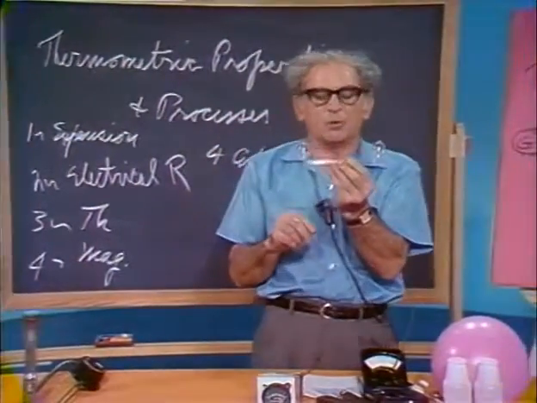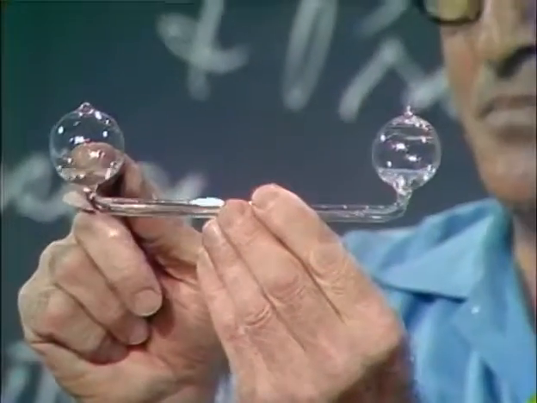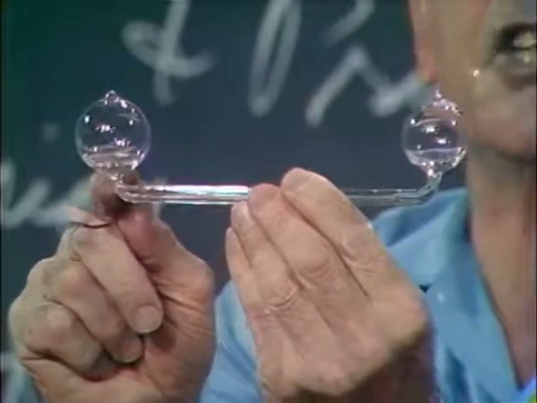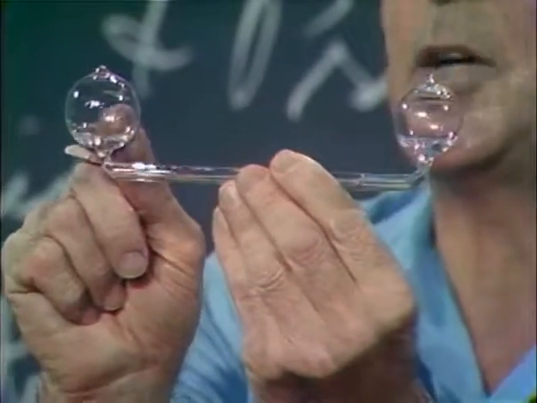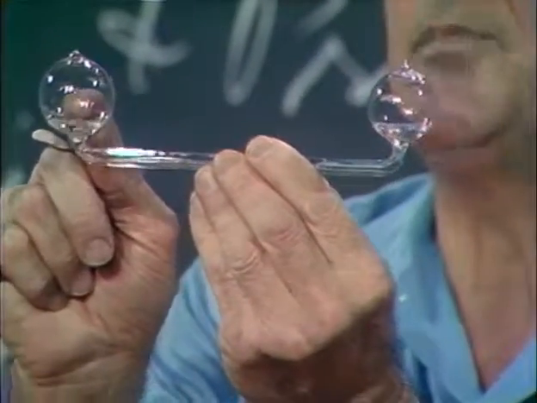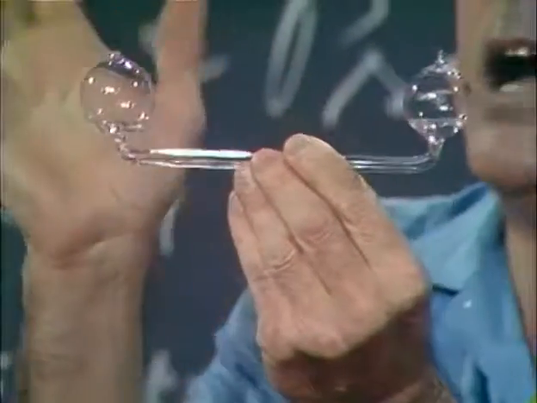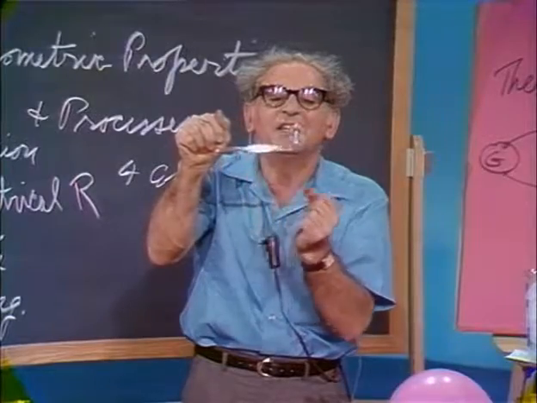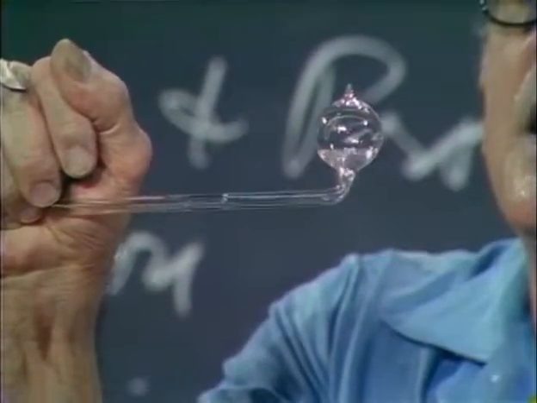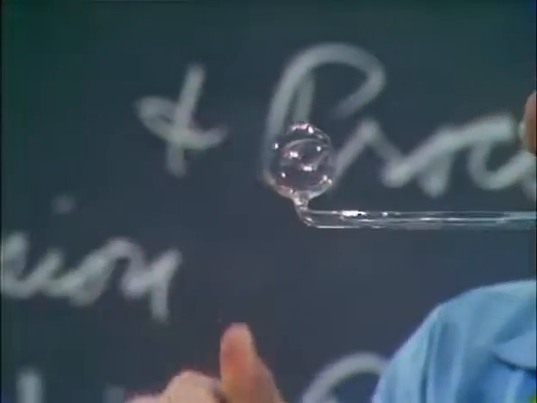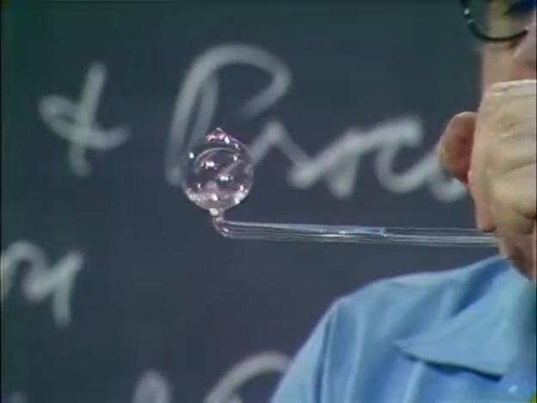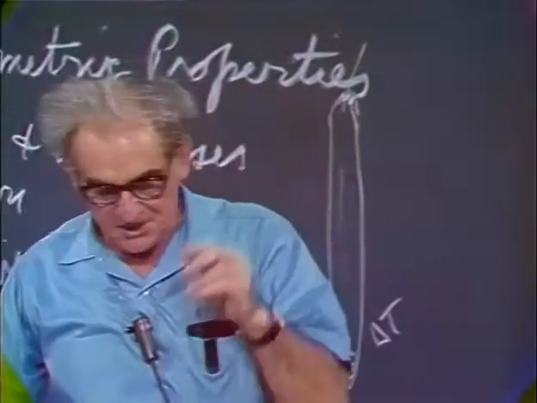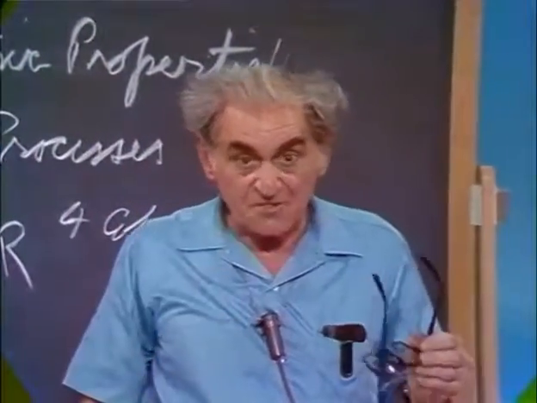Here is a little array of two bulbs with a very volatile liquid inside, like ether or acetone, and the vapor of the liquid is in one vessel above the liquid. Now I'm going to apply some heat from my hand. Watch it. Now, the action is not very fast. I had hoped it would be faster, and I'm led to ask, why is it not faster?